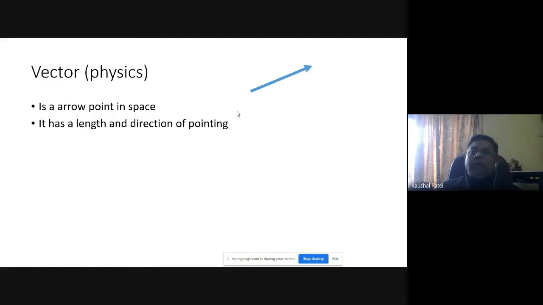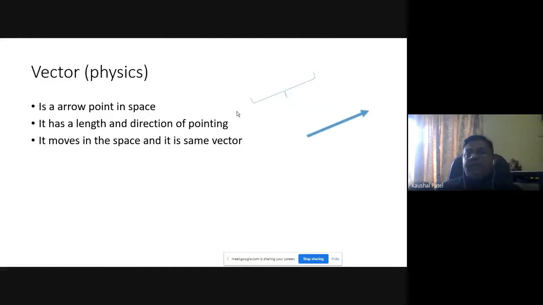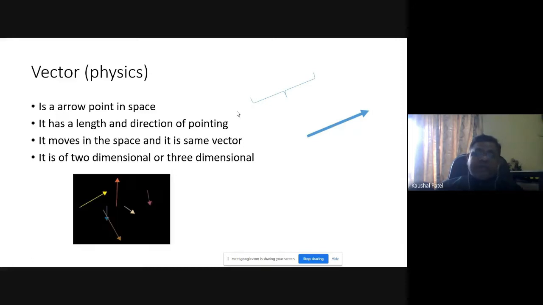So it has a beginning point, it has an end point, it may be directed actually, and it has a length. Definitely it moves in a space, and it is the same vector when it is at one place or when it is moved to another place. So it does not change actually. And it is of two dimension, three dimension also.